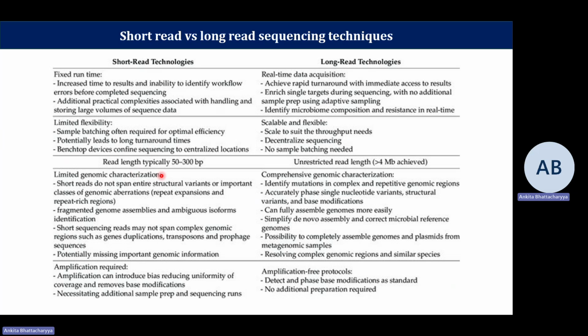Benchtop devices confine sequencing to centralized locations, whereas long read sequencing is much more scalable, much more flexible, scaled to suit the throughput needs. And you can decentralize sequencing, no sample batching is required. The key difference, of course, which is the reason these names are attributed to each of these sequencing strategies, is that short read sequencing techniques generate much shorter read lengths, whereas long read sequencing technologies have much larger read lengths, which can go up to 4 MB or more.